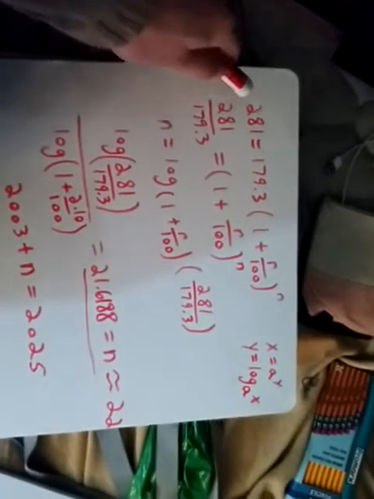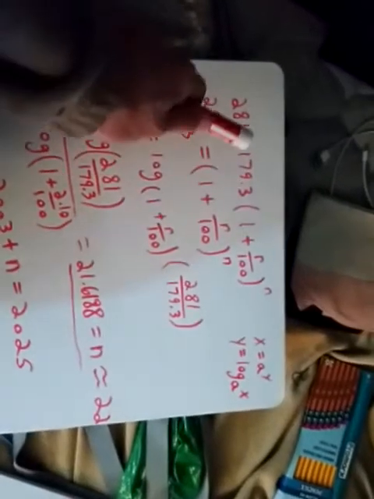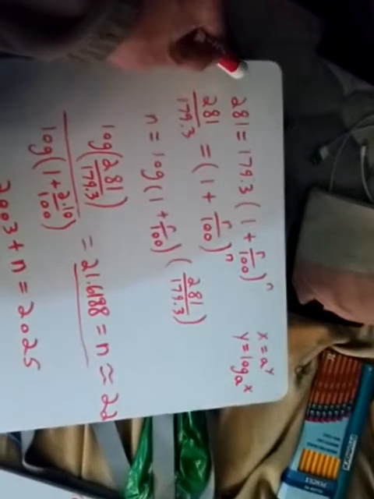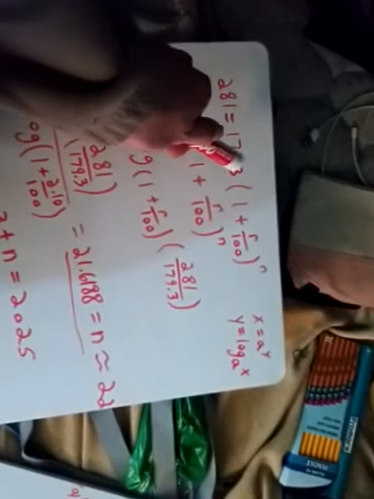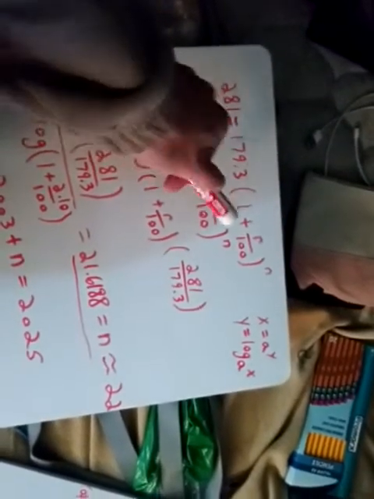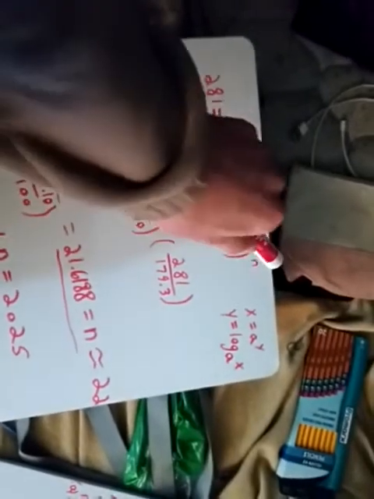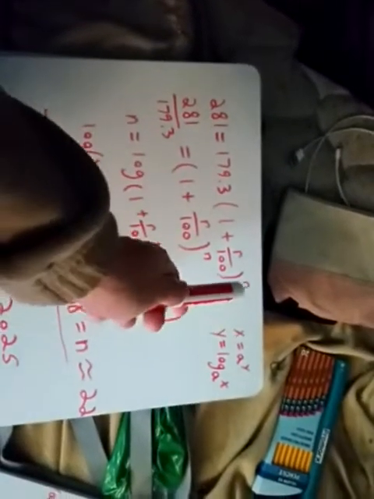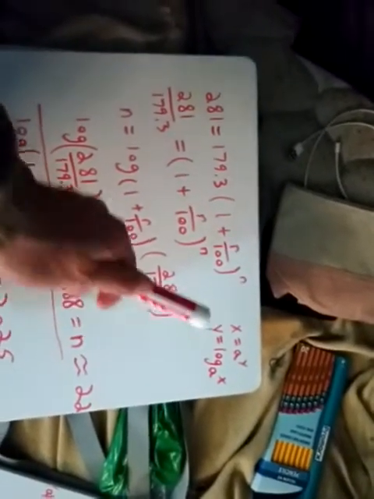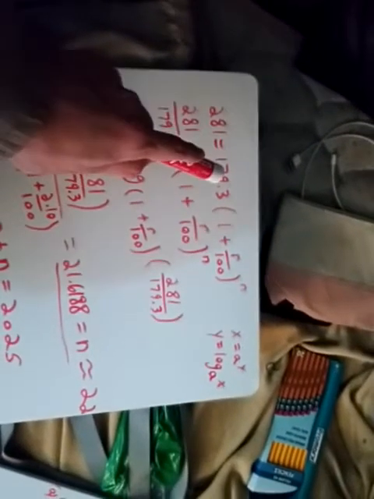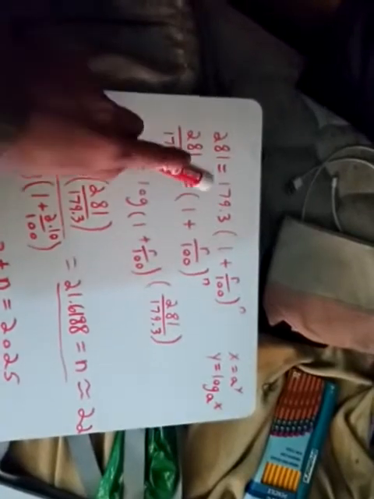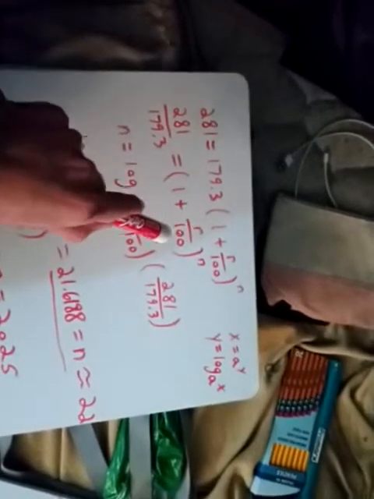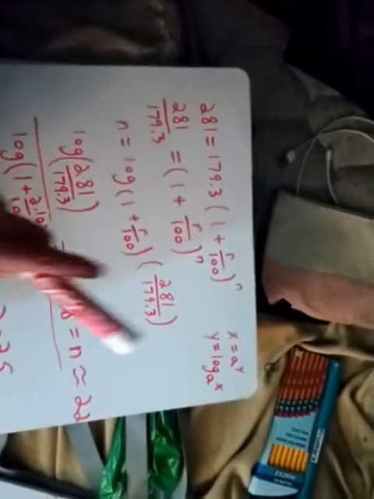So 281 is similar to the one problem I just went over. 281 equals 179.3, which is the initial consumer price index, times (1 plus r over 100) to the nth power. The first thing I'm going to try to do is get n by itself, so I'm going to divide both sides by 179.3. So I got rid of that 179.3 on the right side. Now I have this fraction equals (1 plus r over 100) to the nth power.